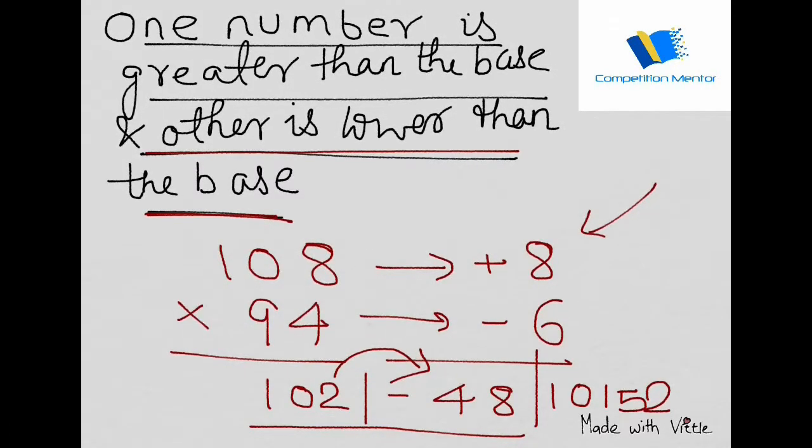108 into 94: plus 8 and minus 6, multiply, you get minus 48. 1 you carry from here, you get 101, and then 100 minus 48 is 52. Pretty simple. Let's move ahead.